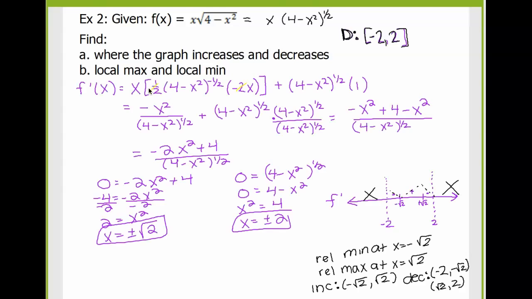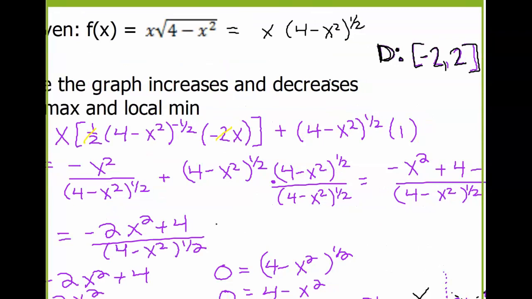So our derivative ends up becoming this function here. So you had first times derivative of second plus second times derivative of first. And I'm going to zoom in on this part of the derivative so you can take your minute and check through that.